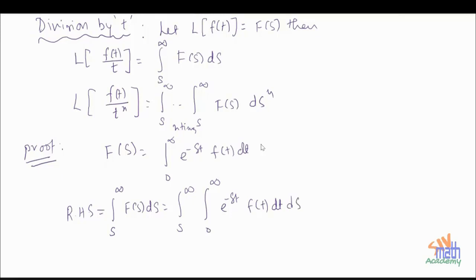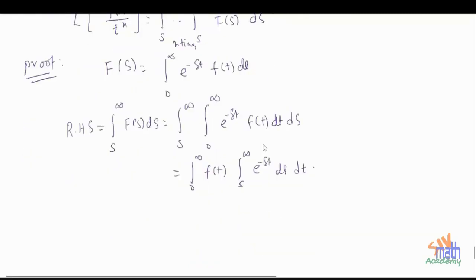Change the order of integration. So you will be getting f of t, integral s to infinity e power minus st ds and dt. Is it correct? And this, if you are integrating, what will you get? This quantity will be e power minus st upon t, correct? With a negative sign, within the limits s to infinity.